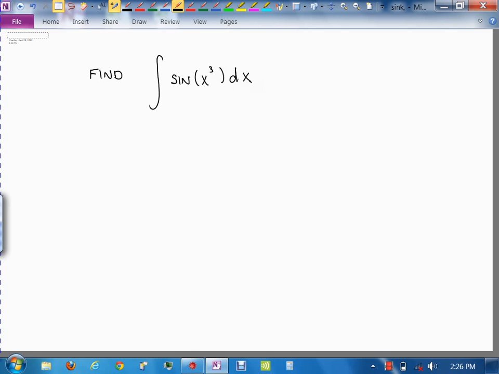Who's got their TI-89? Who's all happy because they've got that? I want someone to find the antiderivative of that on their TI-89. Or your Nspire, if you got the Nspire, sorry. I'm not that up to date with things.